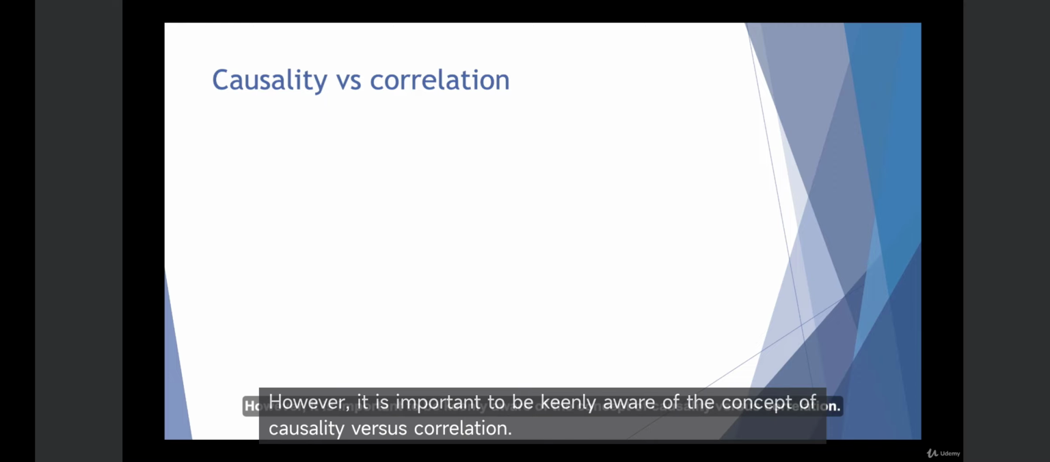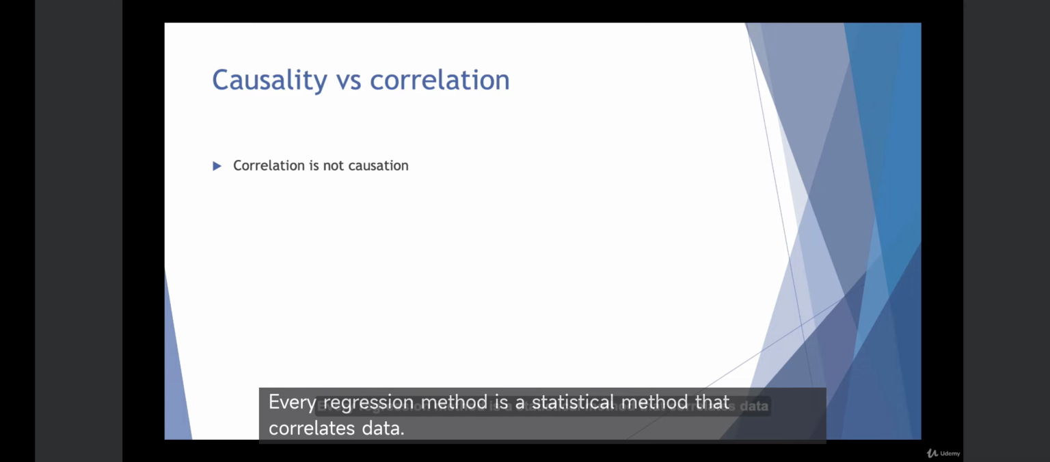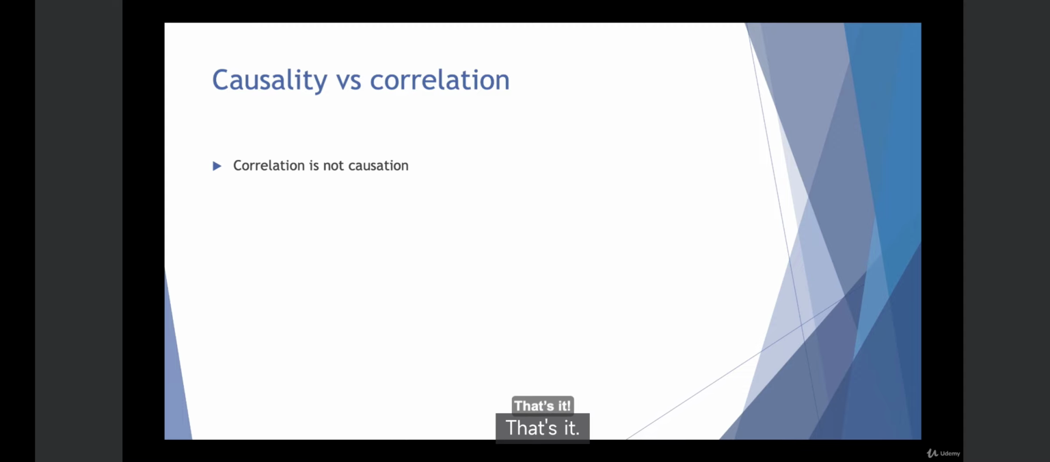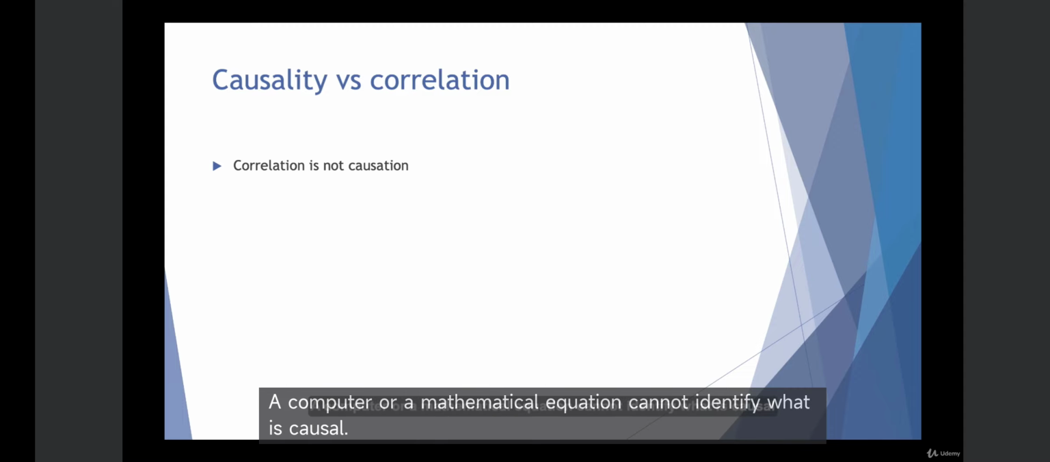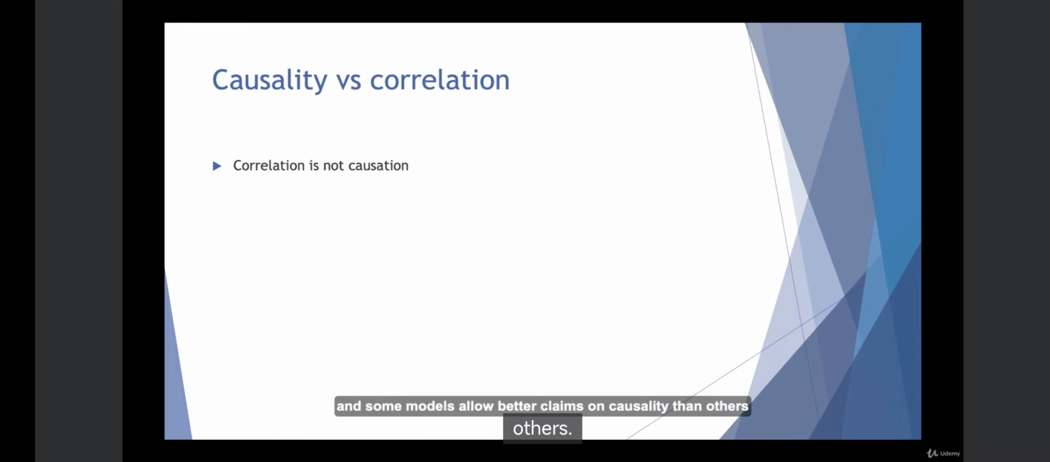However, it is important to be keenly aware of the concept of causality versus correlation. Every regression method is a statistical method that correlates data. That's it. A computer or a mathematical equation cannot identify what is causal. Causality is always interpreted by the end user, and some models allow better claims on causality than others.